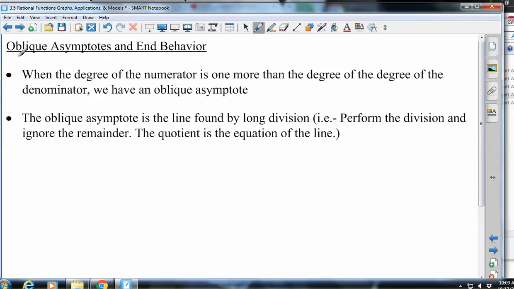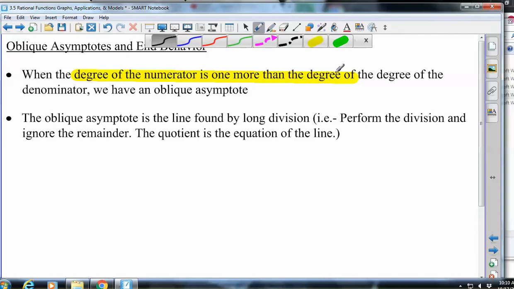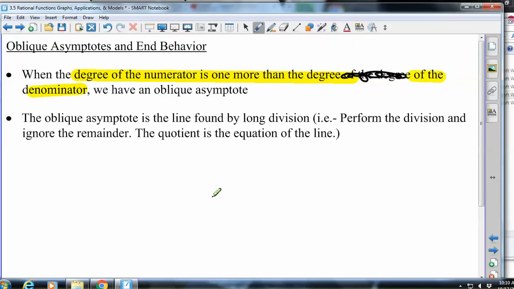Before we do more of these, I want to go ahead and talk about what gives you an oblique asymptote. Oblique asymptotes happen when the degree of the numerator is 1 more than the degree, typo here, of the denominator. So if the degree of the top is 1 larger than the bottom, that's when we get oblique. To find it, we will do long division. I told you that the degree on top was bigger if we didn't have a horizontal. Now I'm telling you, if it is exactly 1 bigger, you will get an oblique.